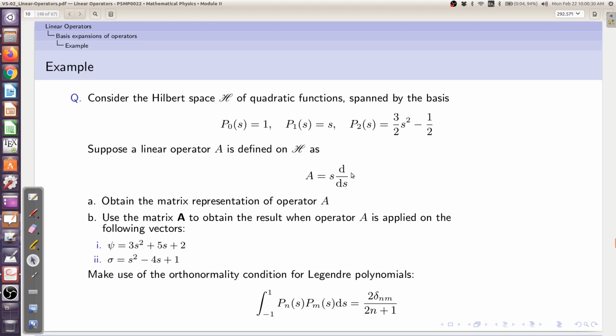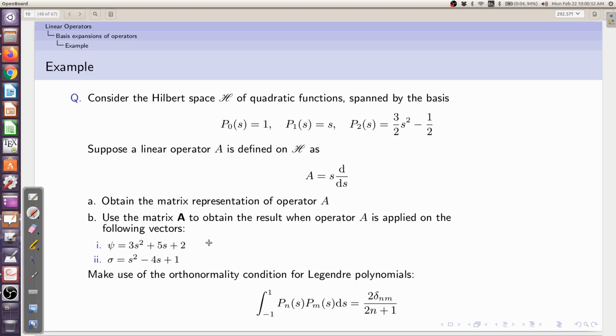So we define a linear operator like this. Then we have to obtain the matrix representation of this operator and use the matrix to obtain the result when the operator is applied on the following vectors. That is, what will be the result when I apply this operator on this function?